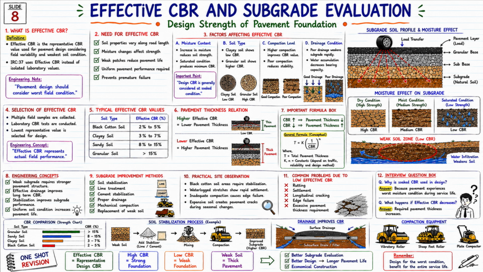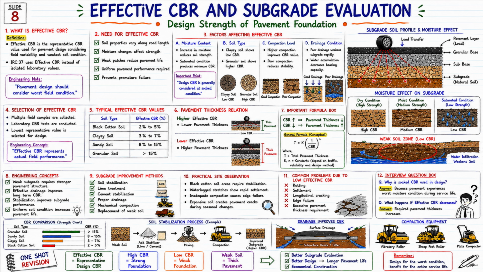So friends, in the previous slide we understood the CBR concept in detail. But now here comes the most important practical question. Can the entire highway be designed with a single CBR value? Does the soil condition remain the same throughout the road length? If a weak soil patch appears somewhere, then what will happen to the pavement? To solve this practical engineering problem comes the effective CBR concept. What is effective CBR?